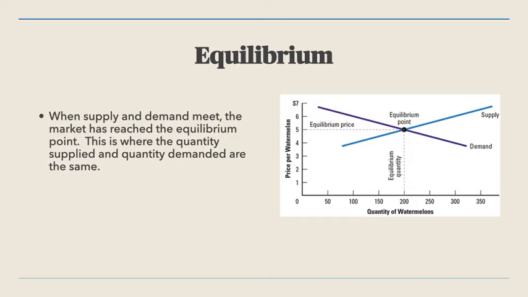And that point is called equilibrium. When supply and demand meet, when those two lines cross each other, the market has reached the equilibrium point. And so you can see from this graph here, when the two lines meet, the quantity supplied and the quantity demanded are the same. At that black dot, where demand meets supply, draw down and you can see that the quantity demanded is 200 watermelons, and that's also the quantity supplied.